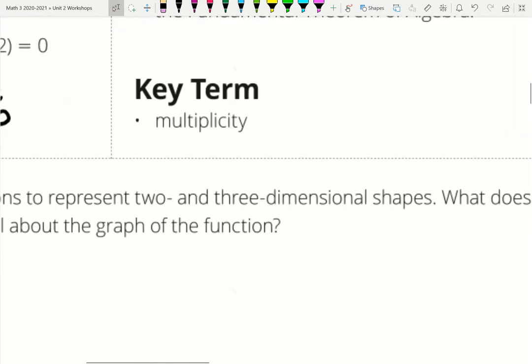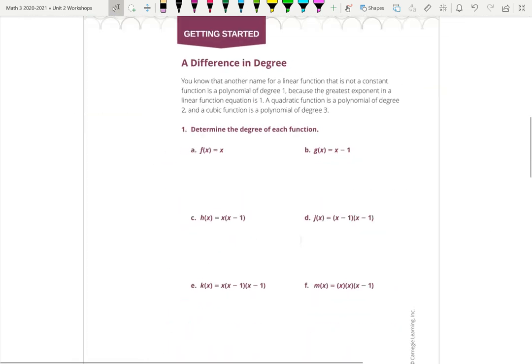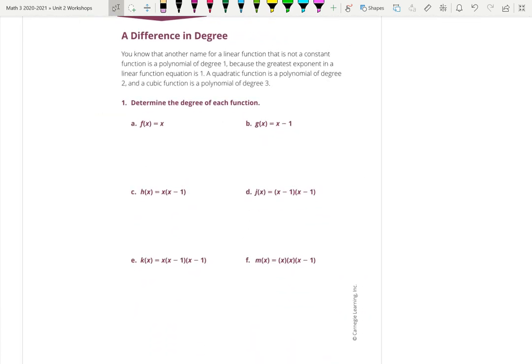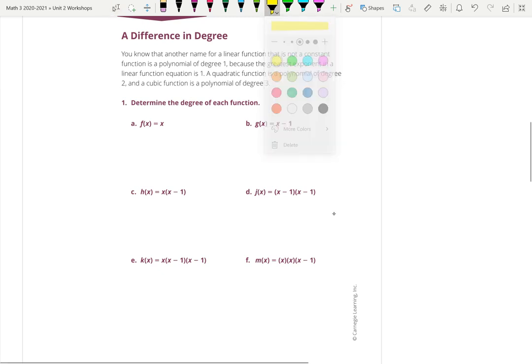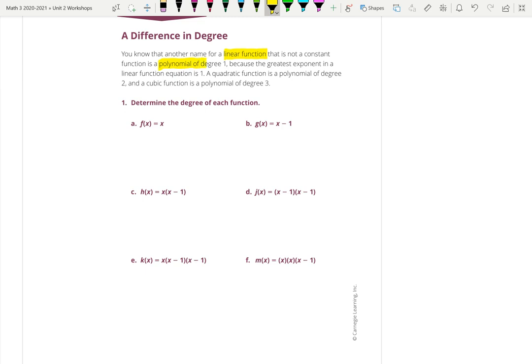Remember this key term, multiplicity. It's going to come up. The idea here is that we're going to determine the degree of each function, and we're going to look at the highest exponent. They're basically going through a bunch of words. You know that another name for a linear function that is not a constant function is a polynomial of degree 1. The reason is because the greatest exponent in a linear function is 1.